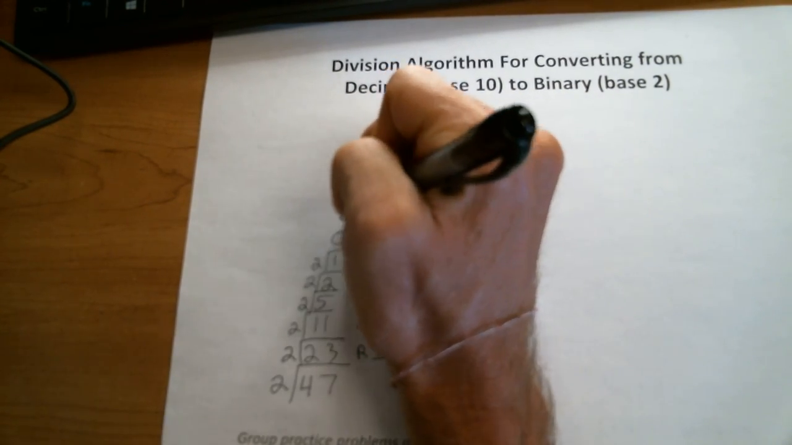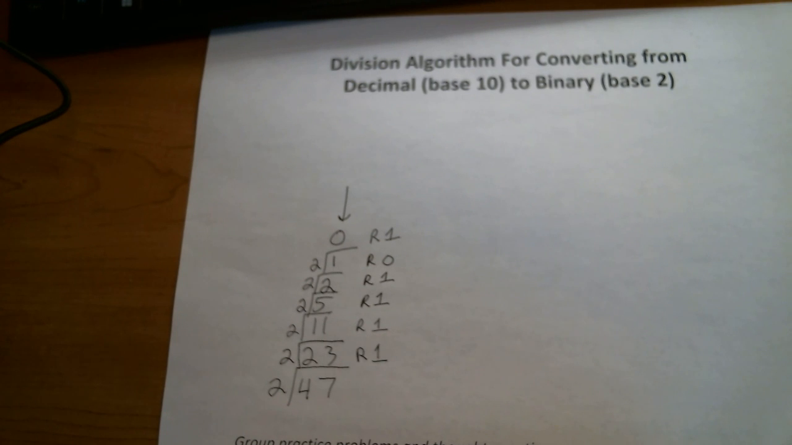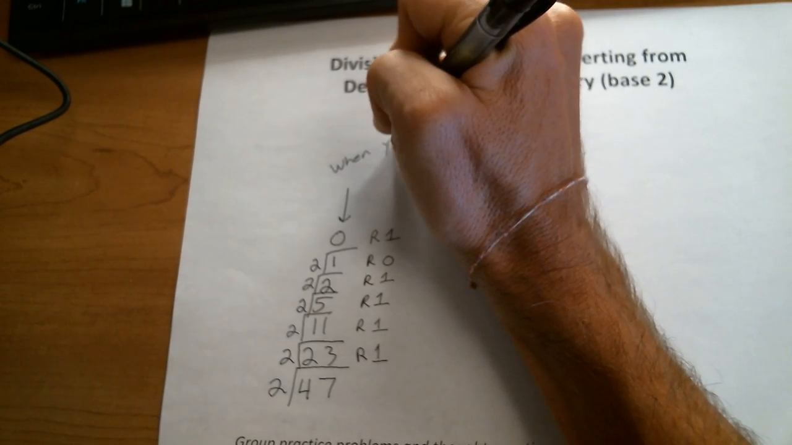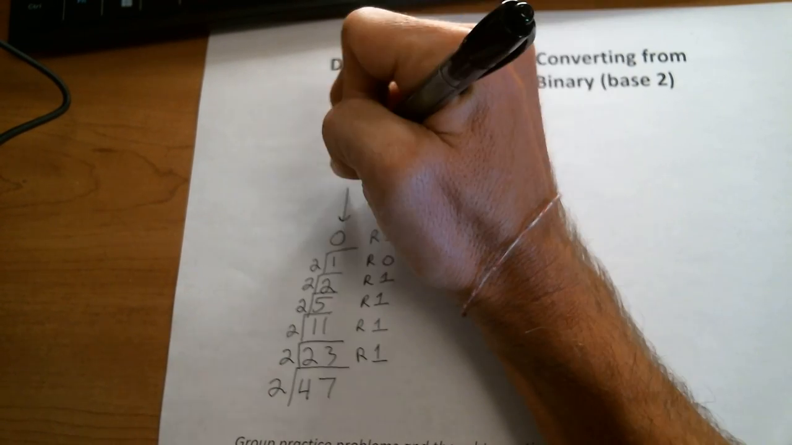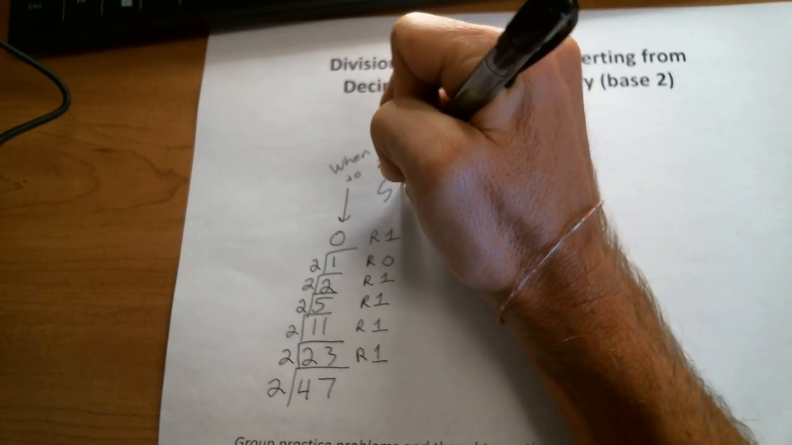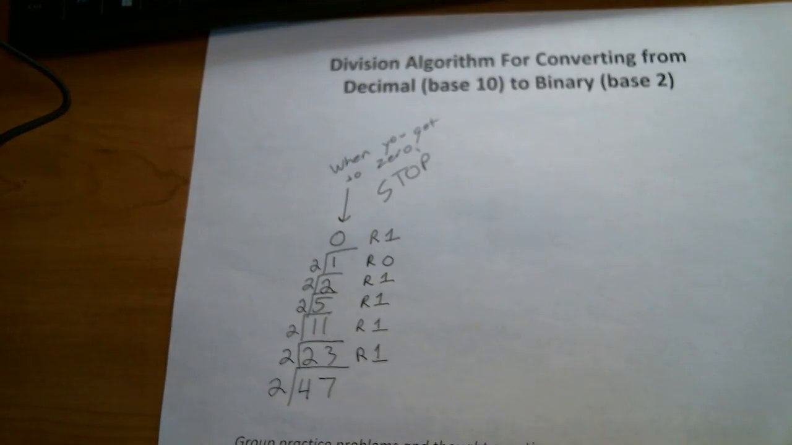When you get to 0 up top here, not when you get a remainder of 0, but when you get to 0 with your division, stop. That means you're done.